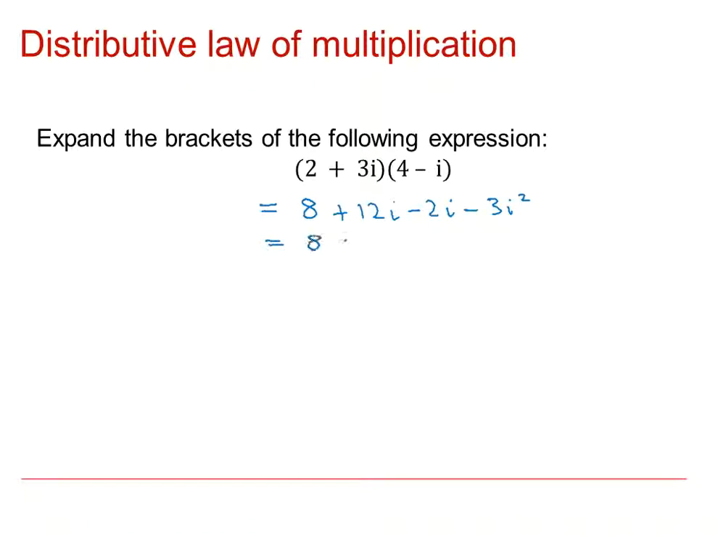So I've got 8, which is obviously real. We've got 12i minus 2i, so that's 10i. So they were imaginary. We've got to be careful now. We've got minus 3 times i squared, and i squared is minus 1. So this is 8 plus 10i. Minus 3 times minus 1 is plus 3. So we've got 8 and 3. We can collect as the real part, so that's 11, that's real. And the imaginary part we would write as 10i.